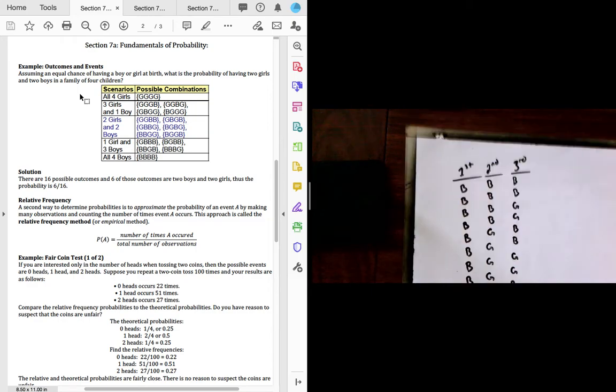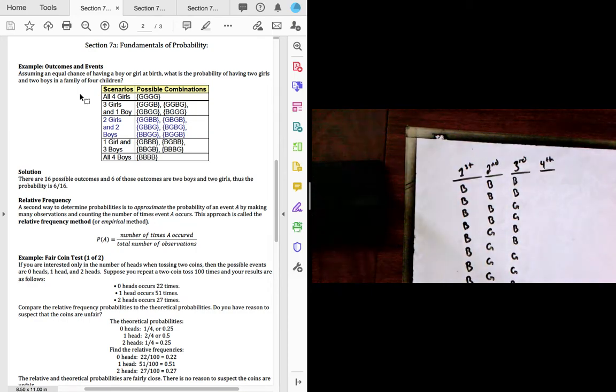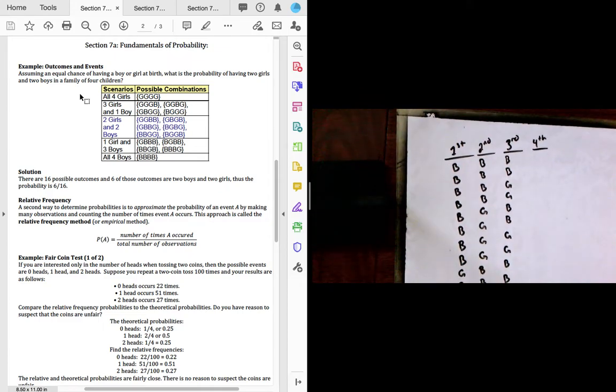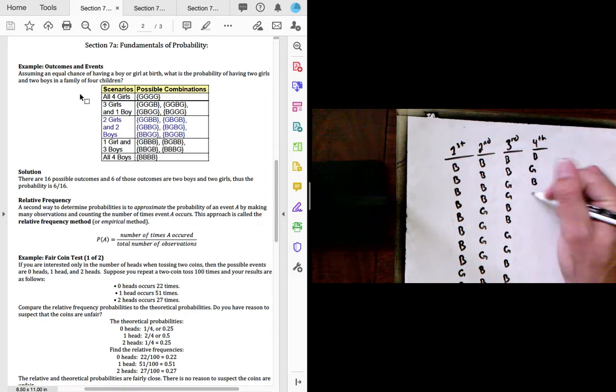And then lastly, I have a fourth child that I want to do. So for the fourth child, I'm making just blocks of 1. In other words, they alternate. Boy, girl, boy, girl. Boy, girl, boy, girl. All the way down the list.